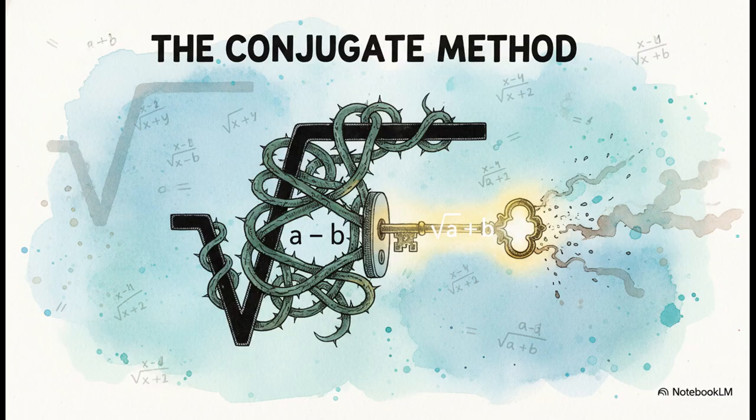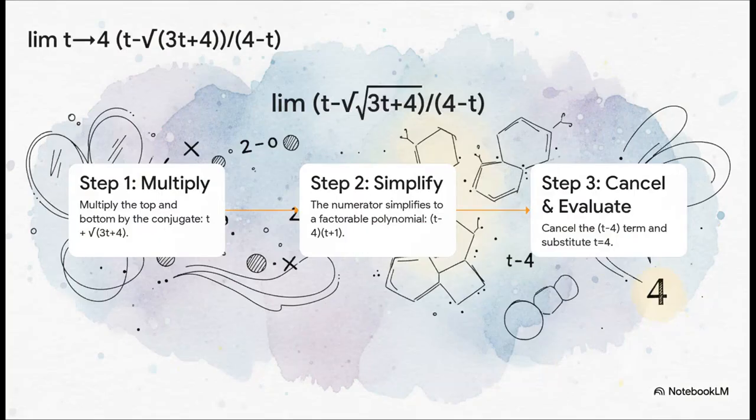All right, so what if you can't factor? What if you see a square root in there and you're still getting 0 over 0? Well, that's when we reach for our second tool, the conjugate method. This is a really clever trick to sort of restructure the problem when radicals are involved. Let's walk through this one.